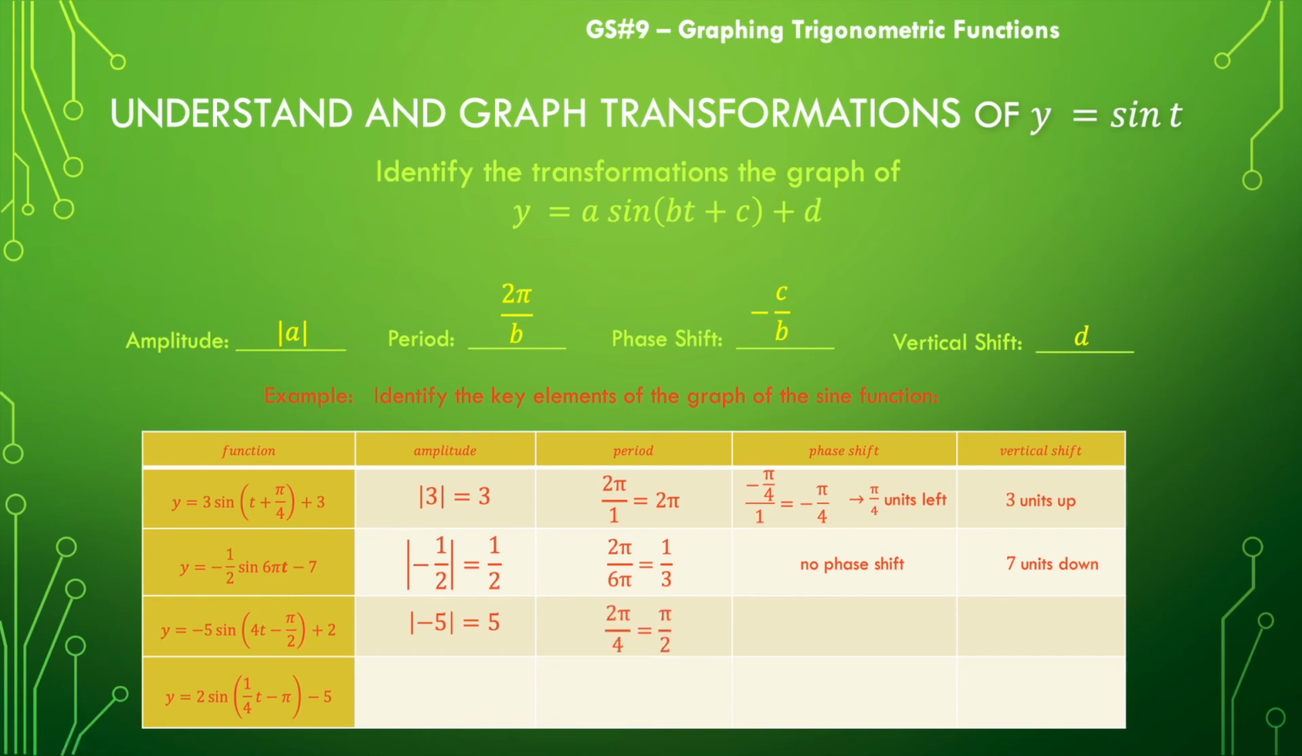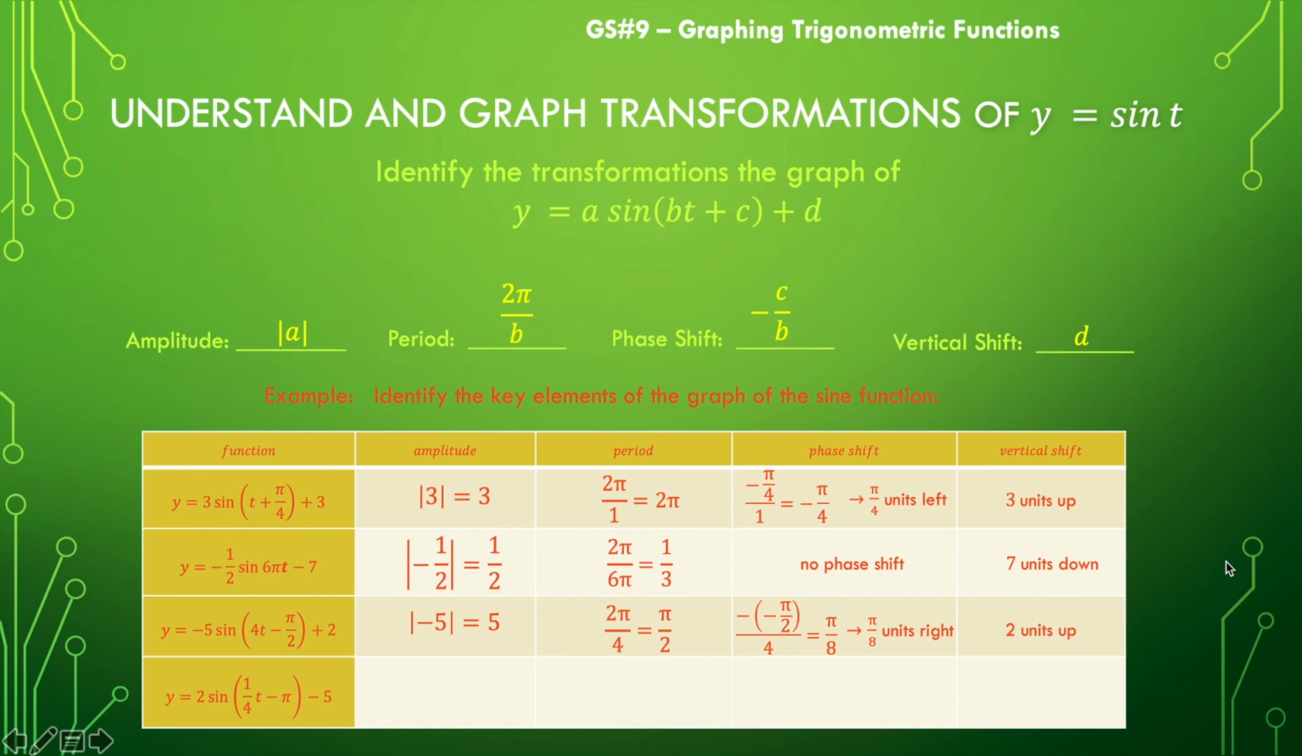pi over 2. Our phase shift will be negative pi over 2 divided by 4. Okay, and so that is actually positive pi over 2 divided by 4, which is pi over 2 multiplied by 1/4, which is pi over 8. Now that tells us we're shifting pi over 8 units to the right. And then our last shift that we're worried about is vertical shift, which will be up 2 units.